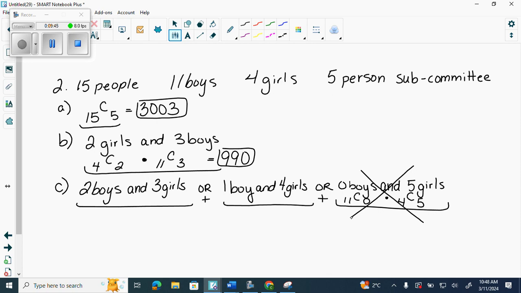Okay? So now, 2 boys and 3 girls. So I have 11C2, and means I multiply 4C3. And then this one, 11C1 multiply 4C4. And what do we get? 231? Perfect.